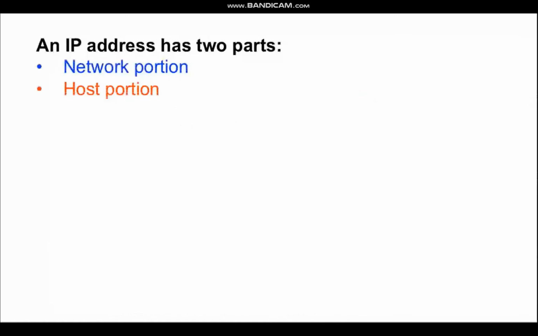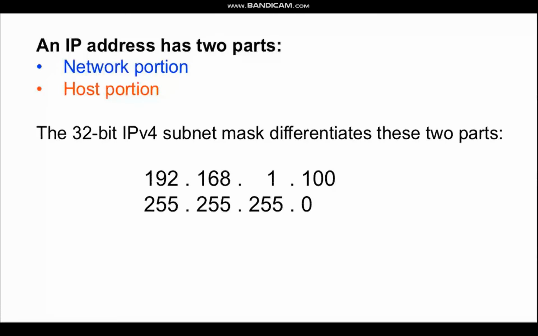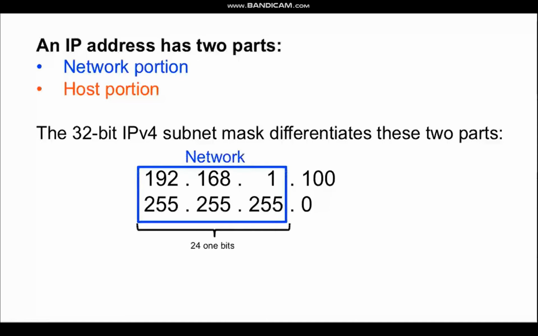An IP address has 2 parts, a network portion and a host portion. The 32-bit subnet mask is used to differentiate these 2 parts. The ones in the subnet mask indicate the network portion of the address, whereas the zeros in the subnet mask indicate the host portion. In our example, the 3 decimal 255s, 24 1-bits, indicate the network portion of the IPv4 address, and the decimal 0, all 0 bits, indicate the host portion.